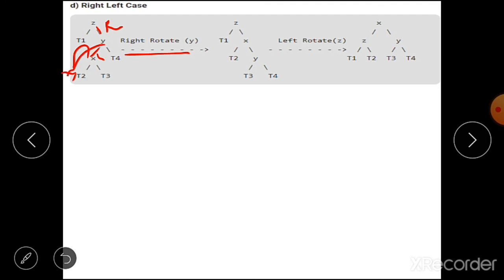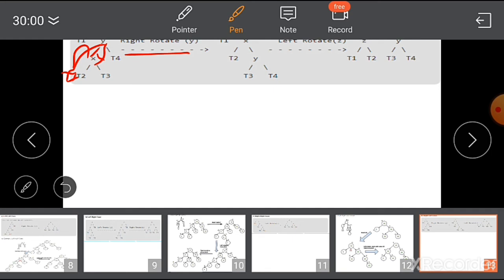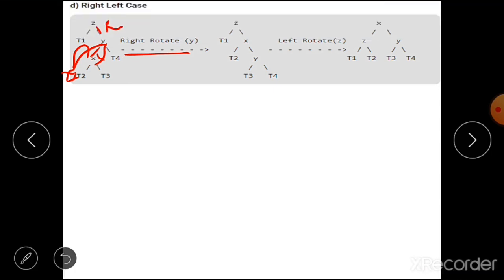Then y comes downwards and x goes upward, and y has two subtrees. One is T4 and another one is the right of the T3, and x has only one left subtree, that is T2. And here again we are performing a left rotation based on this Z.